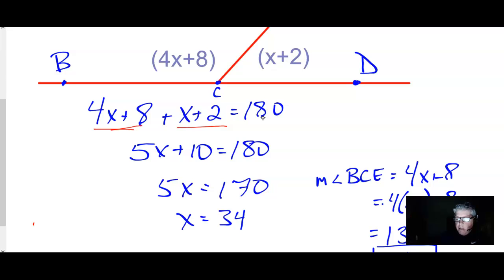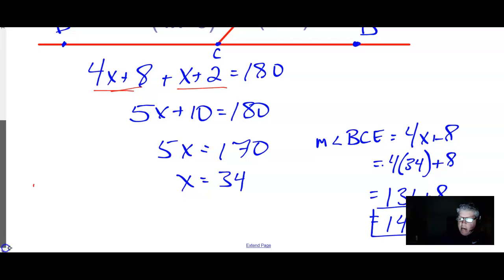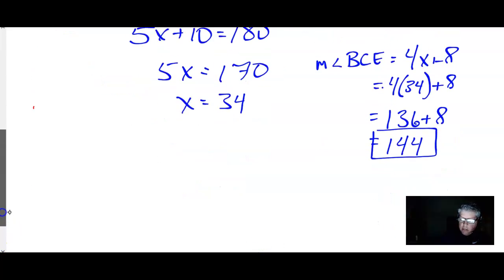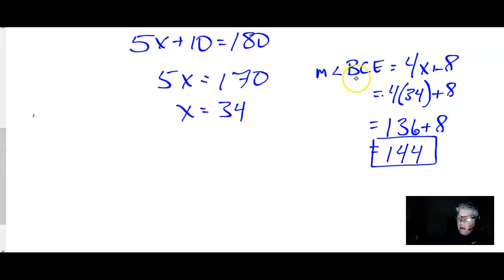So do the math, you get x equal to 34. I think it asks for the actual values. So the actual values in this case are going to be plugging the 34 into the x. So 4 times 34 is 136, plus 8 is 144. So that's if they want to know the exact value of the angle instead of just solving for x.